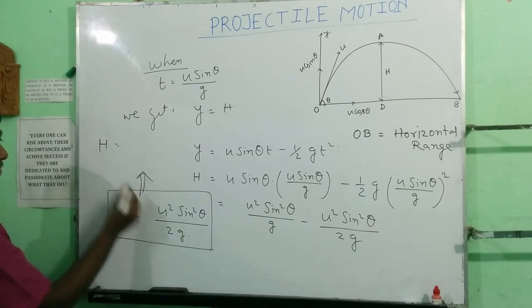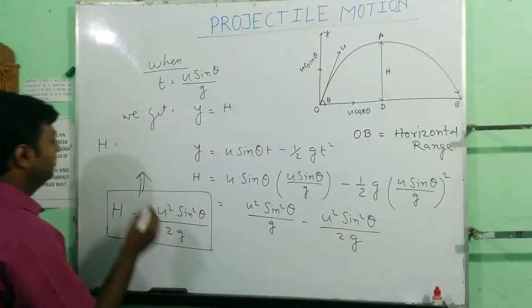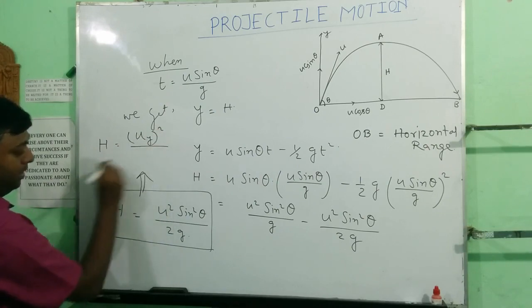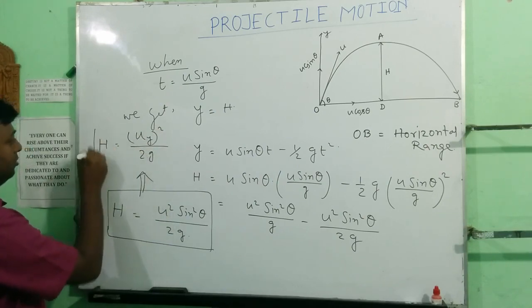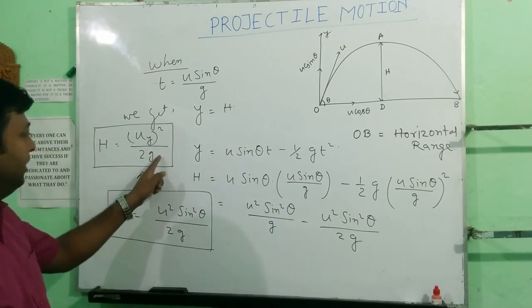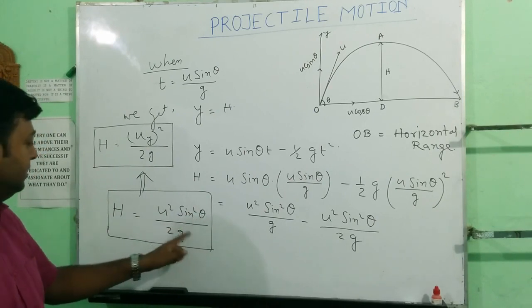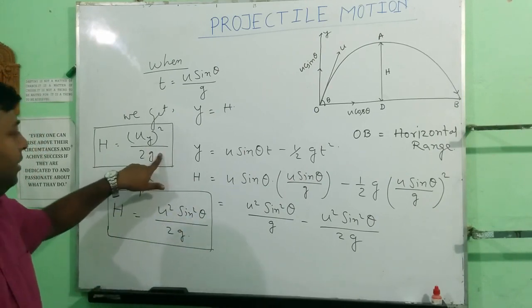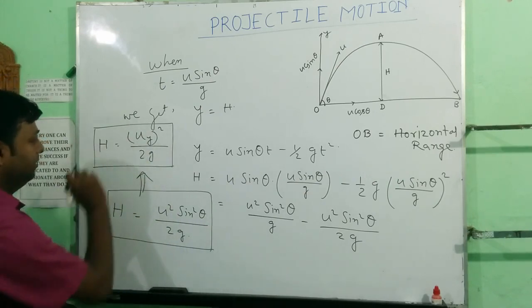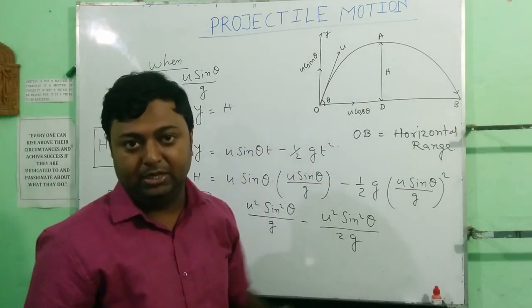It is also denoted as h equals to (u sin theta is the initial velocity along y direction, that is uy) whole square by 2g. When you solve the problem, this formula is necessary. When theta is given, we use the earlier formula. If theta is not given, only uy is given, then we calculate by this formula. Now we discuss the path of the projectile.